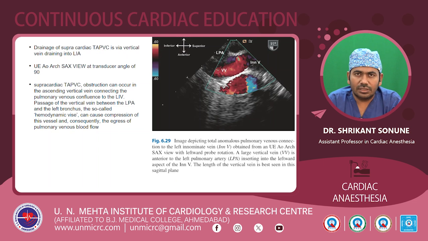Drainage of the supracardiac TAPVC is via the vertical vein, ultimately draining into the left innominate vein. This upper esophageal aortic arch short axis view has to be achieved to see the vertical vein as well as the innominate vein with color flow mapping.